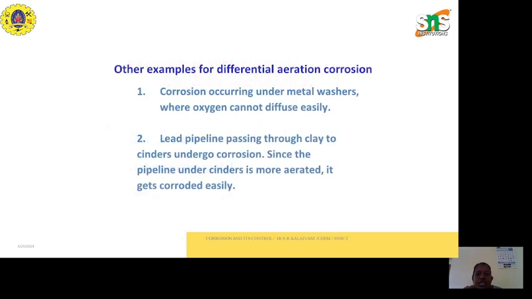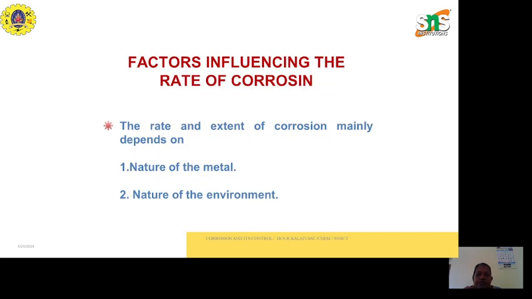First one is corrosion occurring under metal washers where oxygen cannot diffuse easily. Lead pipelines passing through clay to cinders undergo corrosion. Since the pipeline under cinders is more aerated, it gets corroded easily.